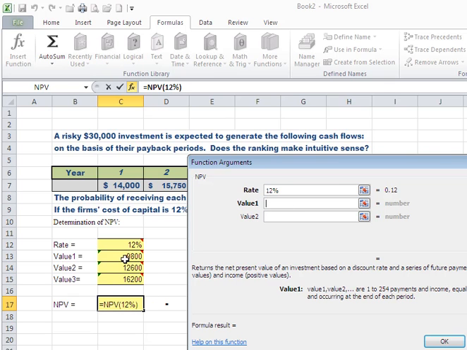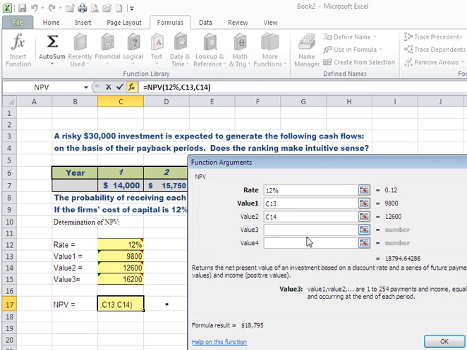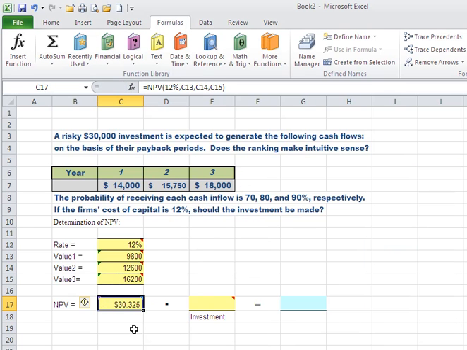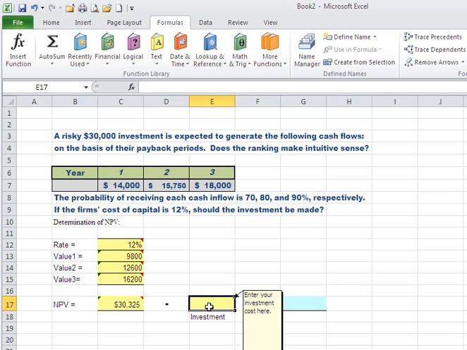The value for number one is 9,800. Value for number two is 12,600. And if you didn't notice, when we added another value, it went ahead and added another one for us. So value 3 then comes right here. So let's go ahead and click OK. NPV 30,325. Well, we made a $30,000 investment, so let's subtract that.